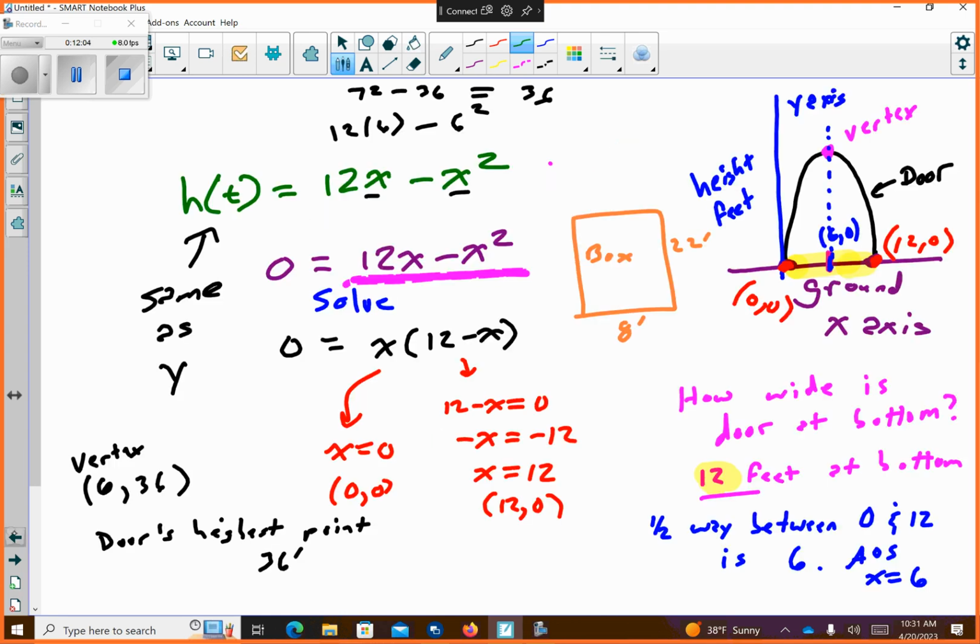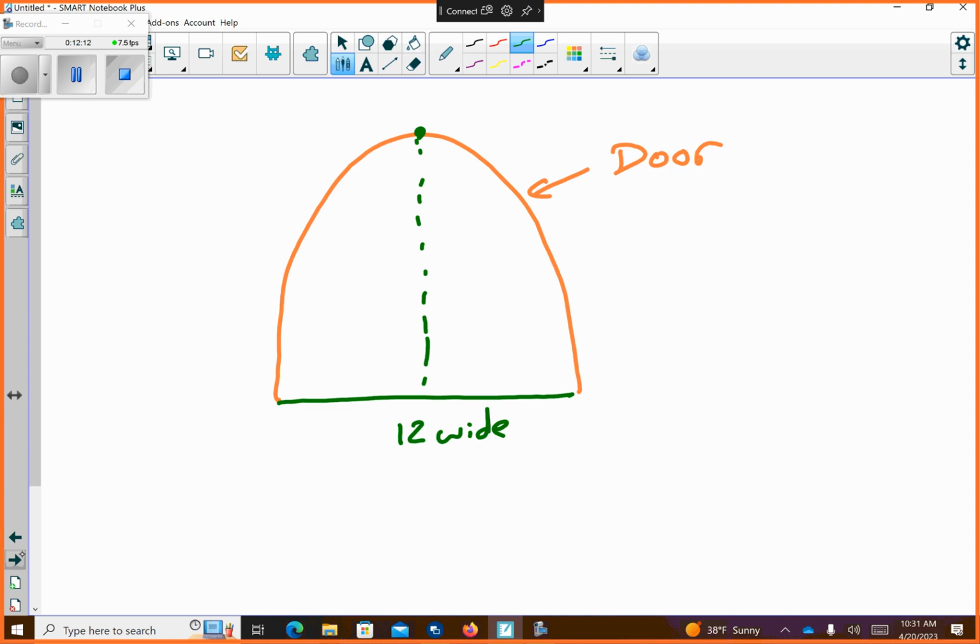How much? 30. What's my vertex? 6, 36? So it's this tall, 36 tall. So this is 36 tall, and these are in feet. Okay? So now we wanted to know, how big is my box?